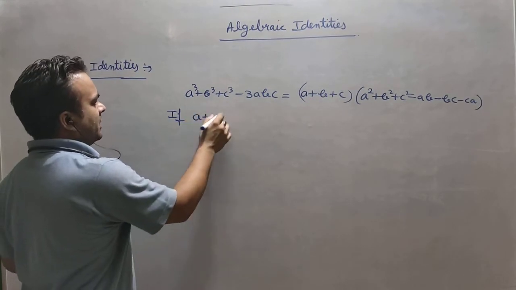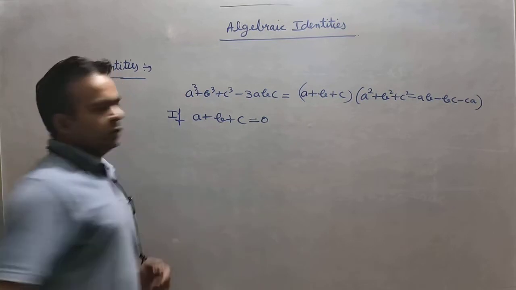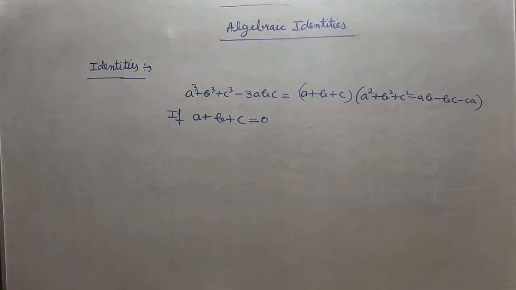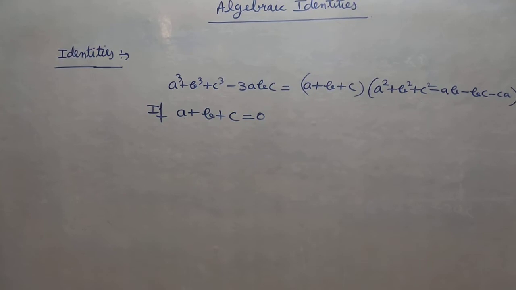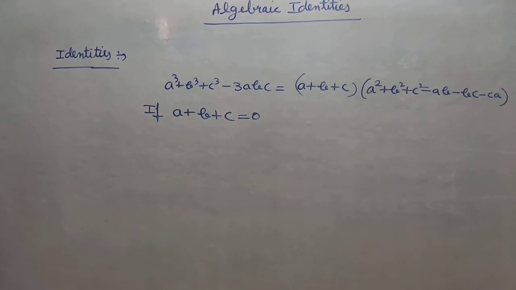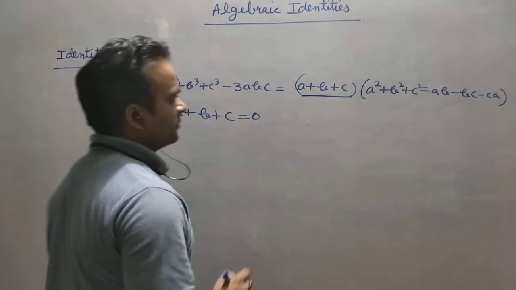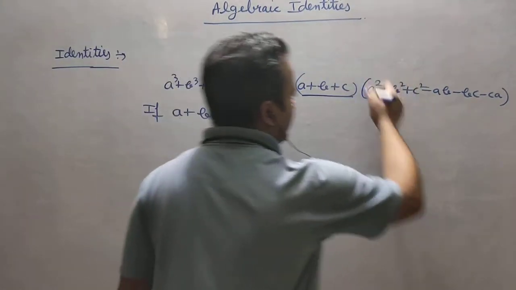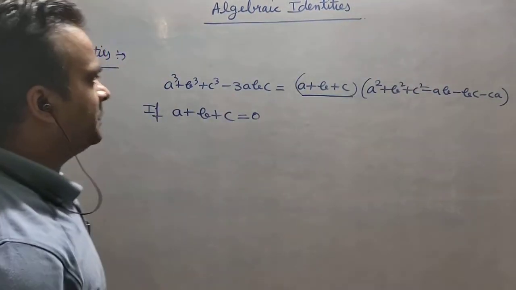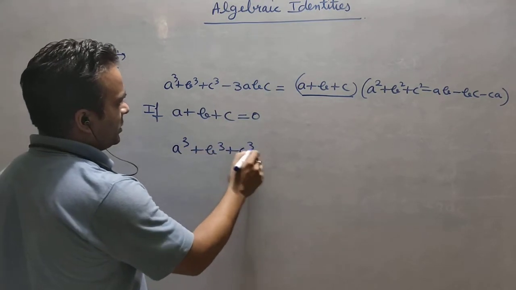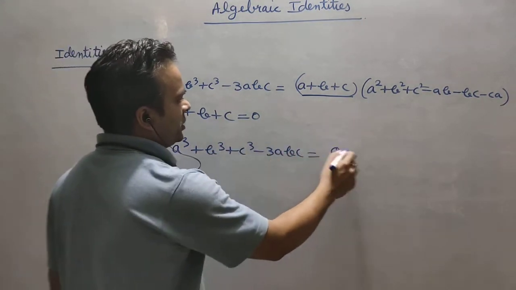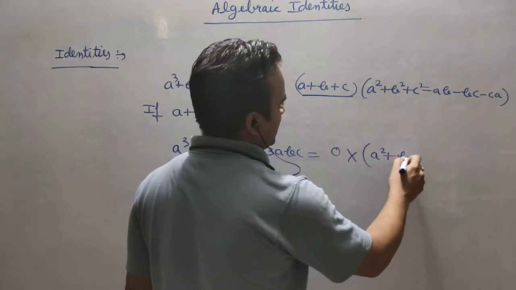Suppose a plus b plus c is equal to 0. So what happens in this case? If a plus b plus c is 0, then this complete part will be 0. So if I multiply with this bracket, the whole part will be 0. It means the right hand side will be completely 0. So I am putting here a cube plus b cube plus c cube minus 3abc is 0 into, and this bracket you can write as it is.